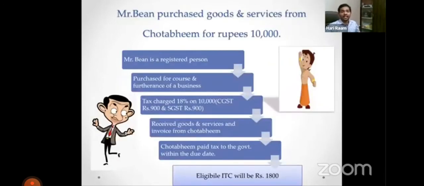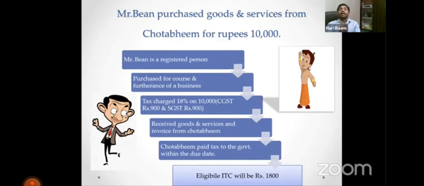Next, let us understand section 16 with the help of an interesting example. Mr. Bean purchased goods or services from Chota Bean for rupees 10,000. Here, who is the recipient and who is the purchaser? The purchaser is the recipient, Mr. Bean, and the supplier is Chota Bean. Now, a 10,000 value purchase. First point: Mr. Bean is a registered person. Next, he purchased goods and used them for the course or furtherance of the business.